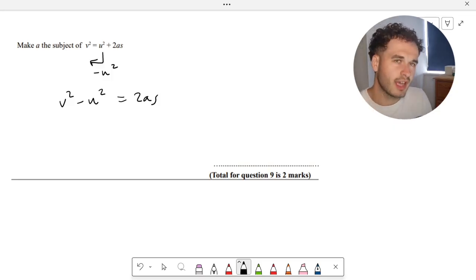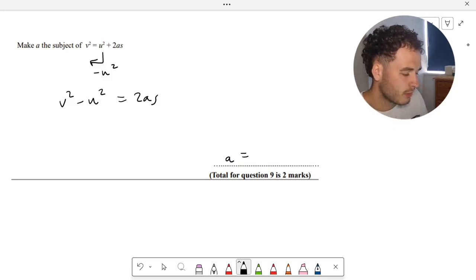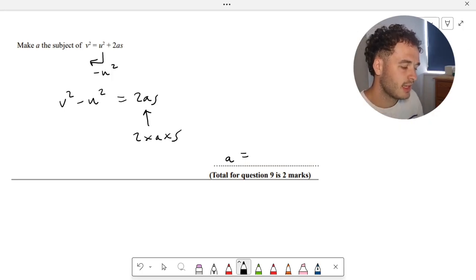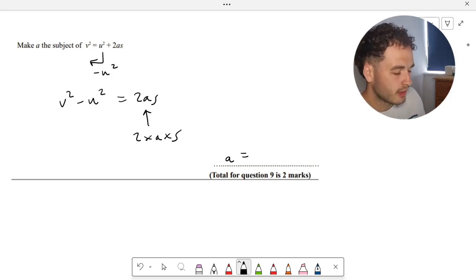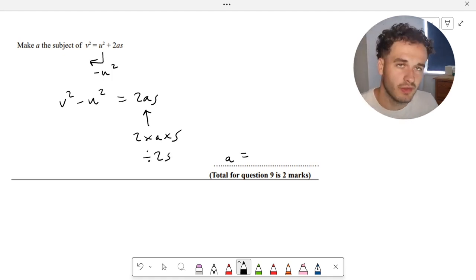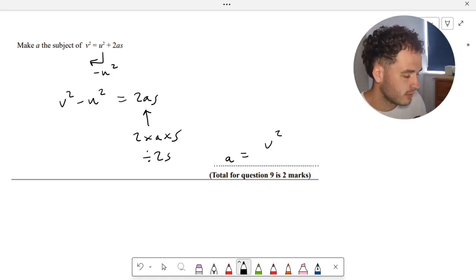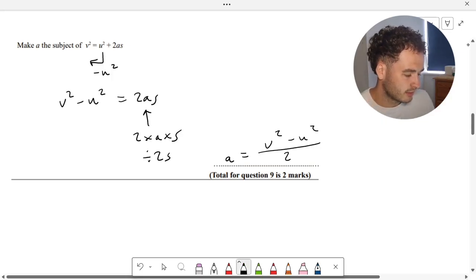Well, how do we make it a equals now? Well, remember, 2as is 2 times a times s. And how would you get rid of multiplying by 2 and multiplying by s? You would divide by them. So we're going to divide both sides by 2s, and that will leave us with a. So our answer is just v squared minus u squared divided by 2s. Okay, and that is your answer.